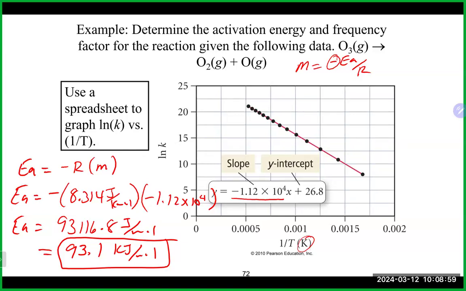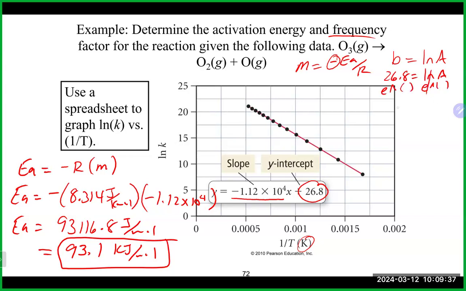Now for our frequency factor, that's the other thing we're looking for. The frequency factor is related to the y-intercept. So the y-intercept, B, will equal the natural log of A, if we look at that equation. In this case, our y-intercept is 26.8, which would equal the natural log of A. To get rid of the natural log, we need to take E to both sides.